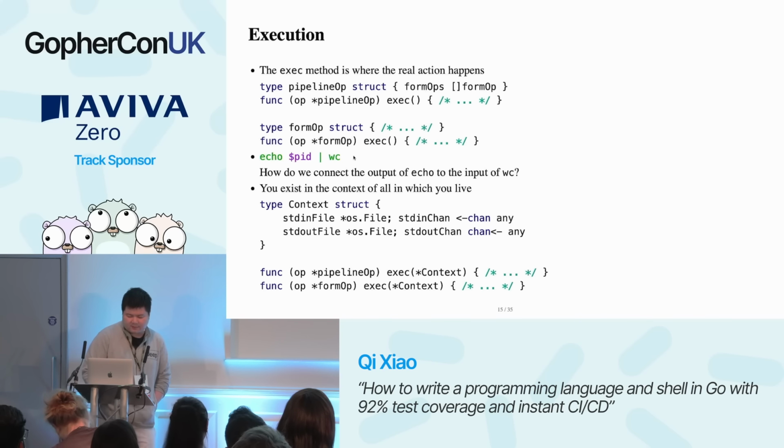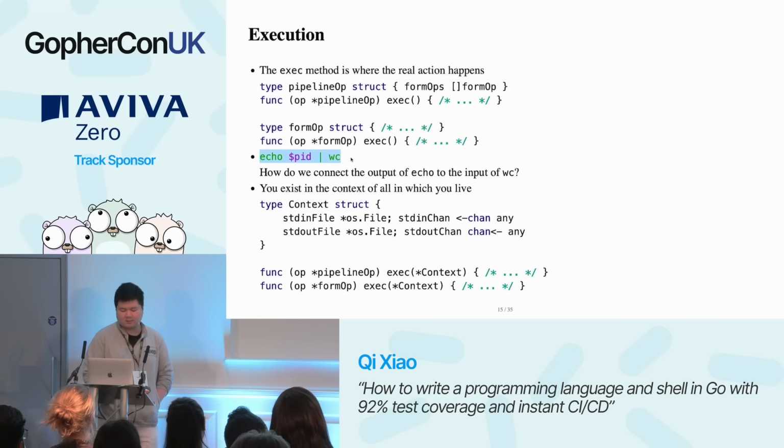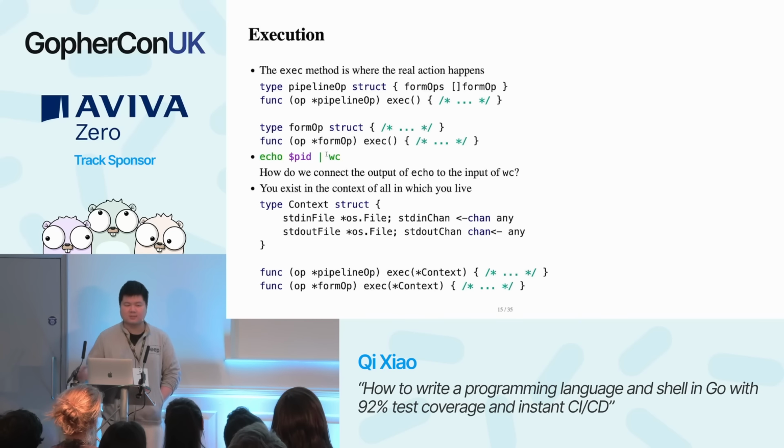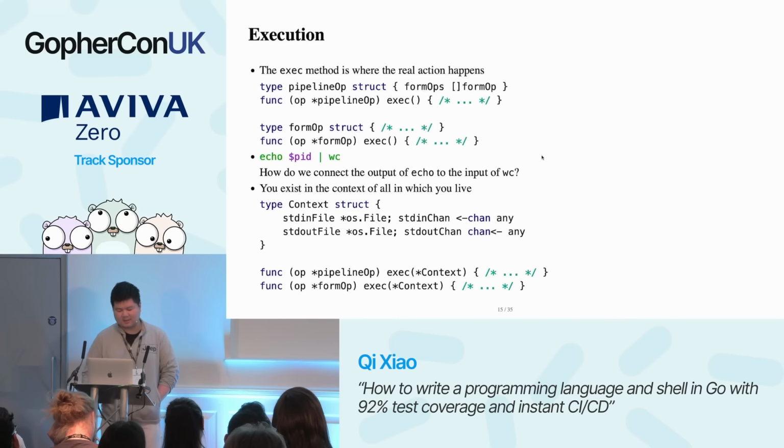But if you think about how the different commands actually execute, you will realize that doesn't actually make sense. Because when you are executing this command, echo $pid pipe wc, the echo command and the wc command don't execute in very different ways, but they execute in very different contexts. Because the output of the echo command is connected to the pipe, whereas for the wc command, its input is connected to the pipe. So the solution for that is just to create a context object.